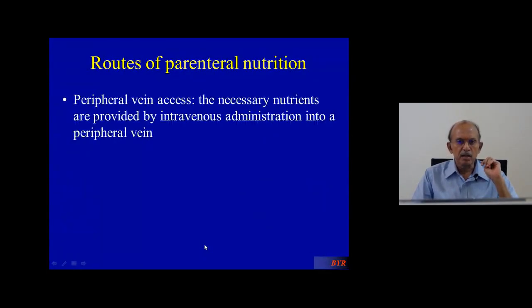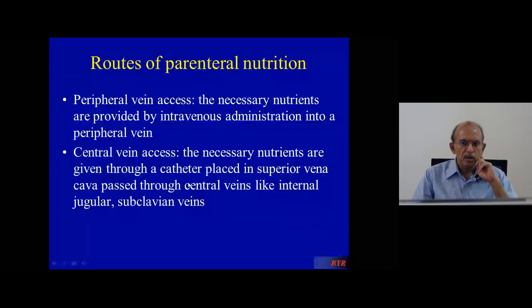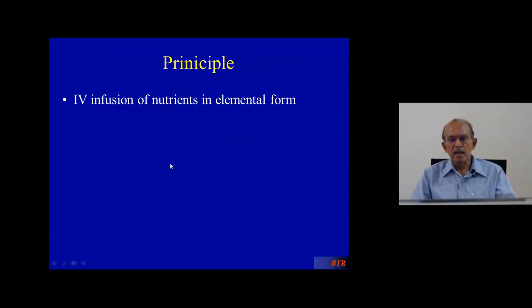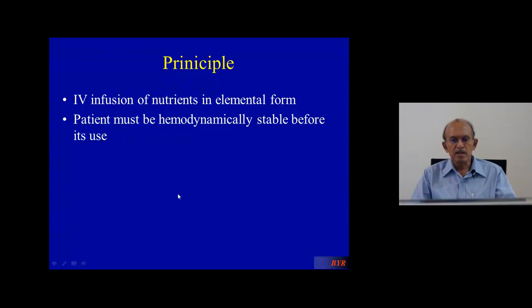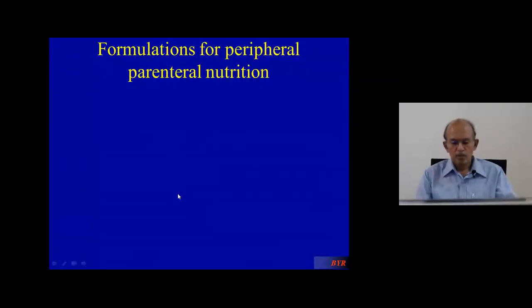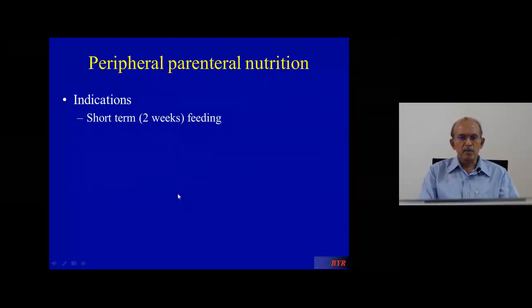Routes of parenteral nutrition. Parenteral nutrition can be given through a peripheral vein. The necessary nutrients are provided by intravenous administration into a peripheral vein. Central vein access: nutrients are given through a catheter placed in the superior vena cava, possibly through the internal jugular or subclavian veins. Principle of giving: intravenous infusion of nutrients in elemental form. Patient must be hemodynamically stable. Peripheral parenteral nutrition is for short-term feeding. Only for 2 weeks feeding you can give through peripheral veins.